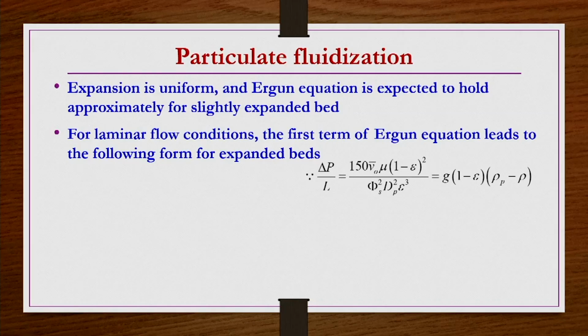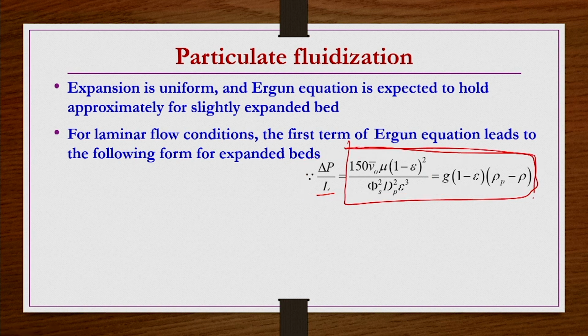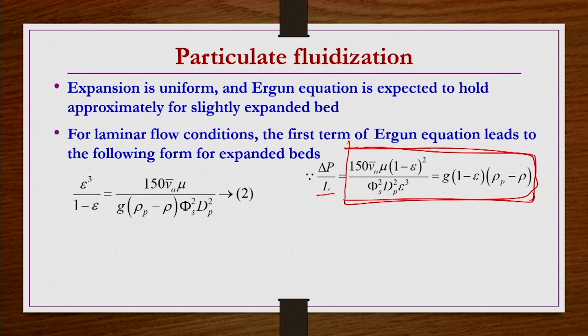Then for laminar flow conditions, the first term of the Ergun equation leads to the following form for the expanded bed. So, this is the Ergun equation. Now, in place of delta p by L, if you replace it with g into (1 minus epsilon)(rho p minus rho), that will correspond to the expanded bed conditions. So, if you equate these two terms, you will get an expression for epsilon. You can write epsilon cubed by 1 minus epsilon as 150 V0 bar mu by g (rho p minus rho) phi s squared dp squared.